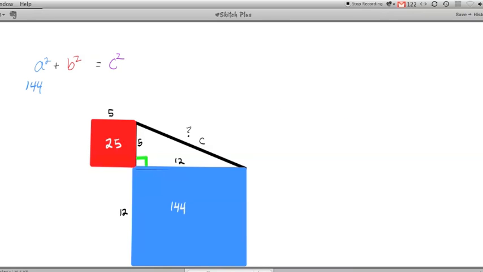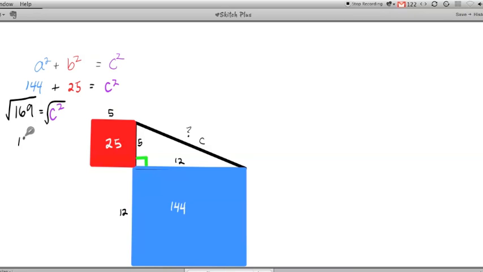And now we can put our numbers into the Pythagorean theorem, because we know a squared plus b squared is going to give me c squared. And so my blue square is 144 units squared, and my red square is 25 units squared. And that's going to give me my hypotenuse squared. So I can go ahead and do the calculation. 144 plus 25 is 169, and that equals c squared. That's not c, that equals c squared, so I'm going to have to take the square root of both sides.